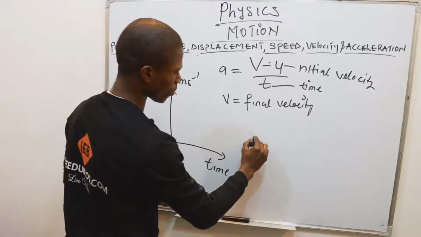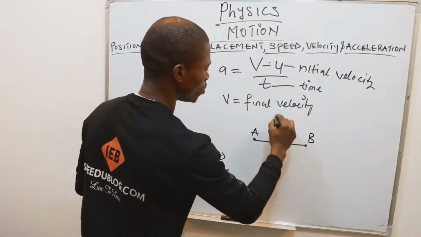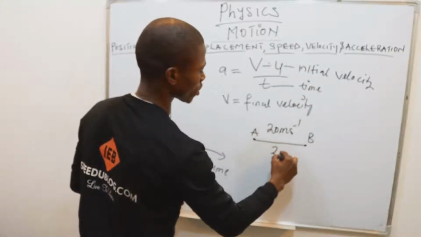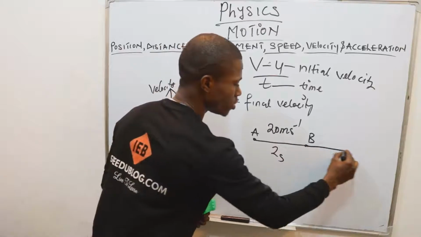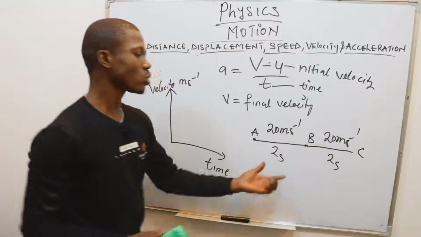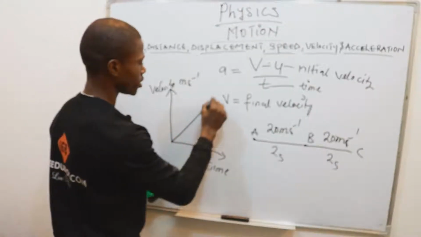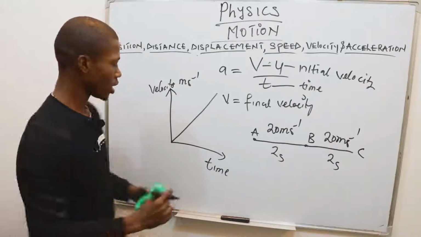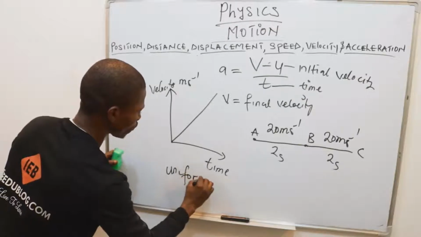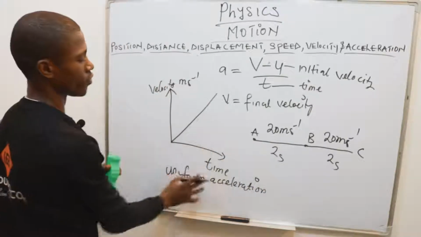Let me say a body moves from point A to point B with a velocity of 20 meters per second in 2 seconds. Then it moves from point B to another point C at the same 20 meters per second within 2 seconds. This is what we call uniform acceleration. The graph of uniform acceleration is drawn like this. This is our graph of uniform acceleration.